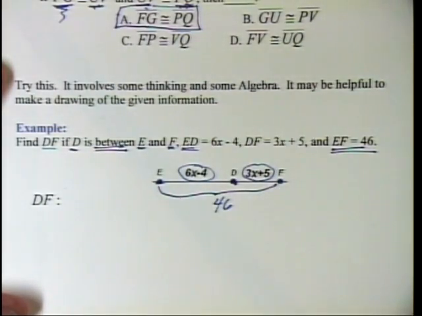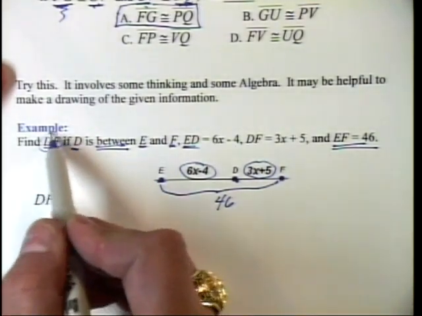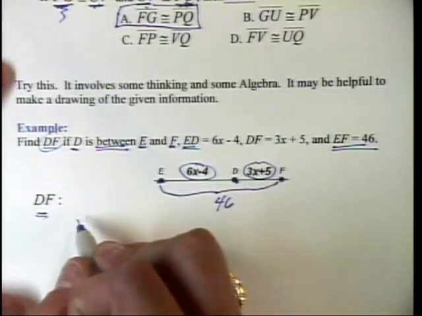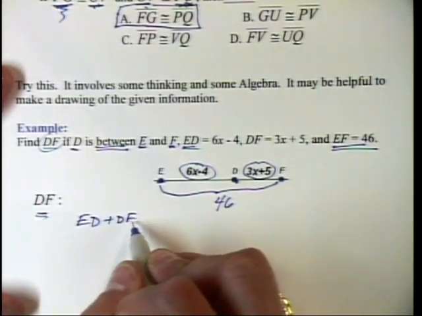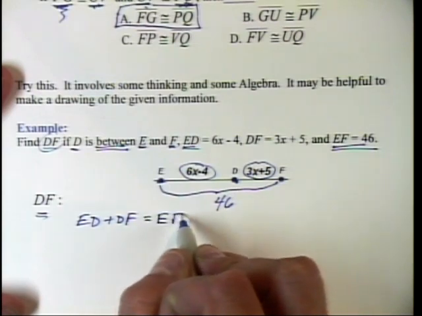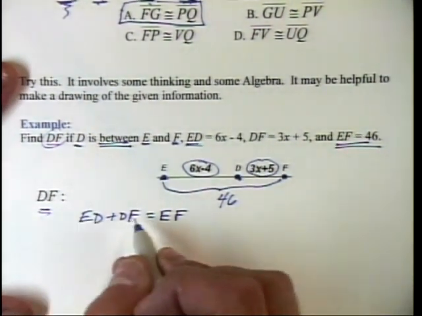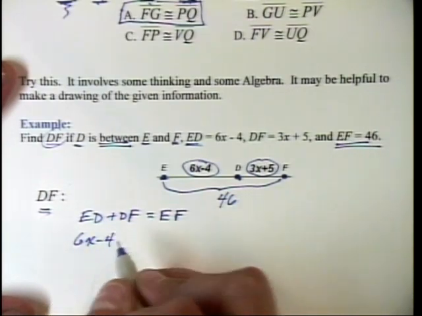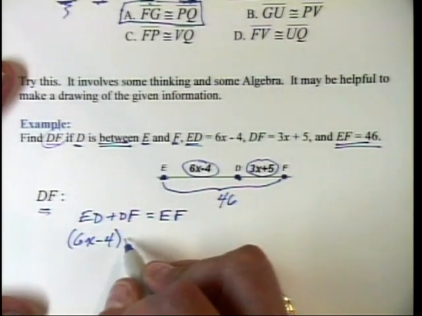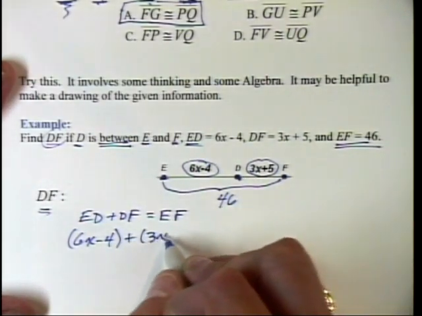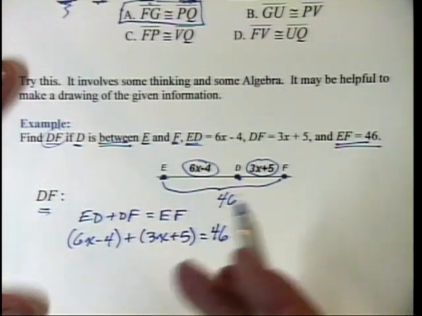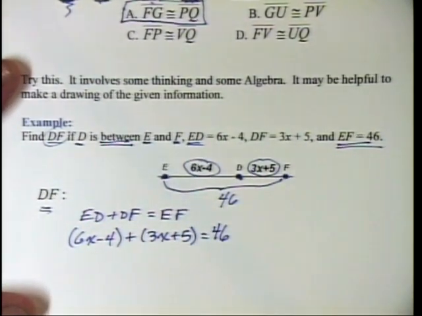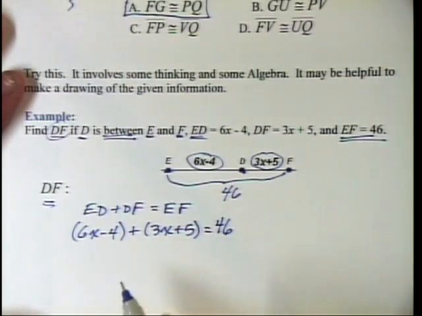So we can use the segment addition postulate to help us find the length of DF, which is what this is. So here we go. We know that ED, the length, plus DF, the length, has to equal the length of EF. Now let's plug in what we know. The length of ED is (6x minus 4). Put it in parentheses to denote that it's this quantity. Plus DF is (3x plus 5). And that should equal EF, which is 46. So I've basically taken the information, written it out, and now written it in terms of my given information in terms of x.